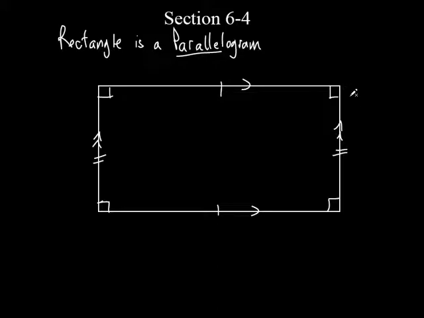Well, they wouldn't be exactly right, but a rectangle is basically a parallelogram with all four right angles, okay? So a rectangle is a parallelogram with four right angles. Everybody got that? That's what a rectangle is.